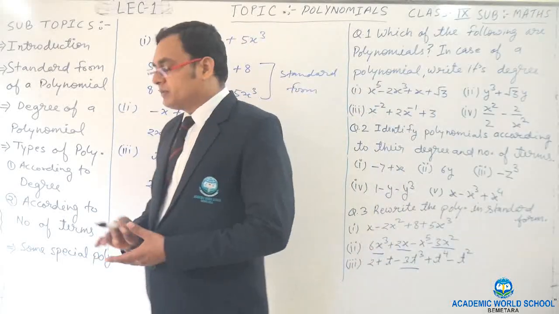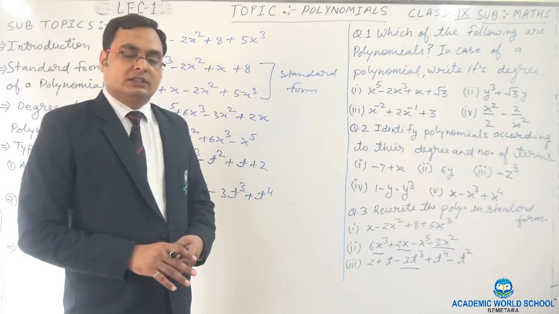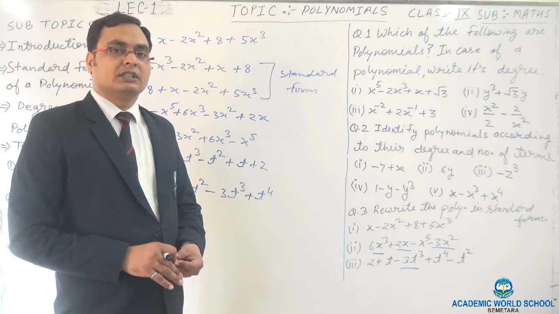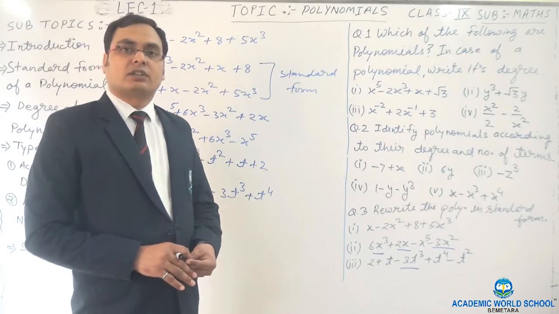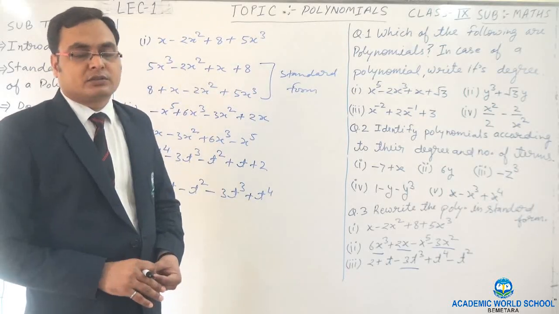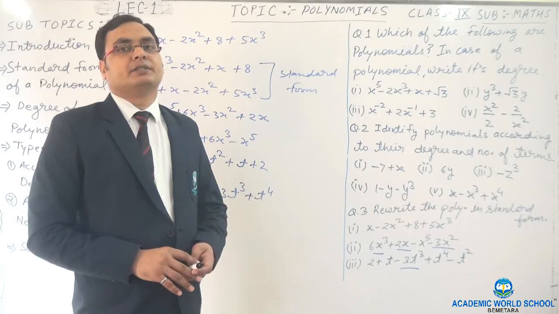Some special polynomials we have already discussed. Constant polynomials, all the real numbers whose value is fixed, they are known as constant polynomials, and the degree of a constant polynomial is always 0. And zero polynomial also, and the degree of zero polynomial is not defined.